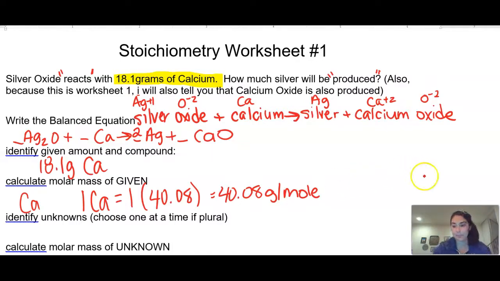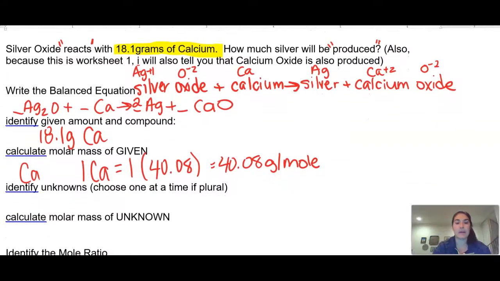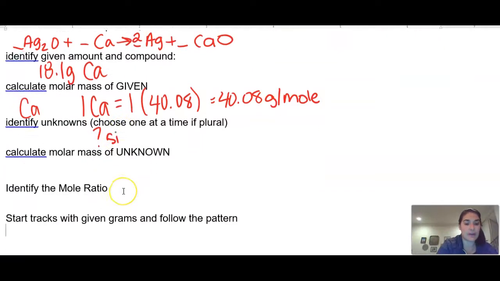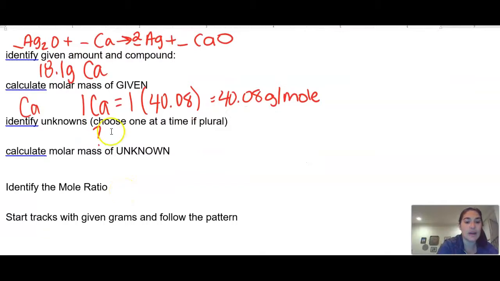All right. So then we're going to identify our unknown. What we're talking about there is, what do you not know about? What am I asking for? What is being questioned? And so it says, how much silver will be produced? So there we go. That's the question. Silver. Actually, I'm going to write Ag. I think it's more helpful to just use symbols as you go through this because that helps you keep track when you're doing masses.